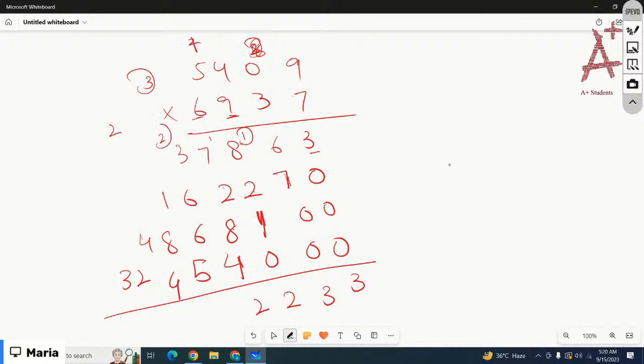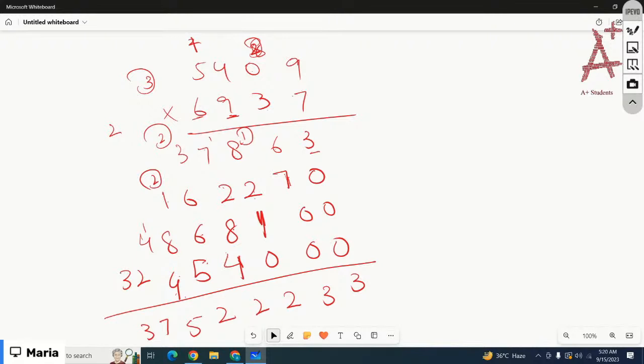Write 2 and carry 2. 3, 6, 9. 9 and 6 is 15. 15 and 5 is 20 and 2 is 22. Write 2 and carry 2. 2, 3, 4, 5, 6, 7 and 8 is 15. Write 5, carry 1. 4, 5, 6, 7, 7 and 3.